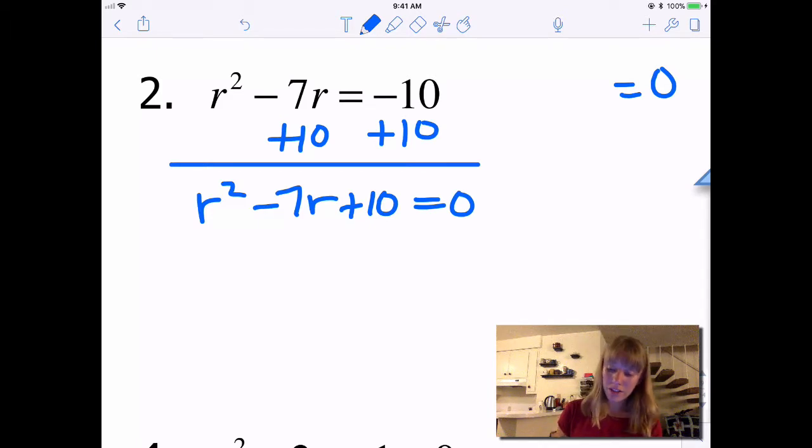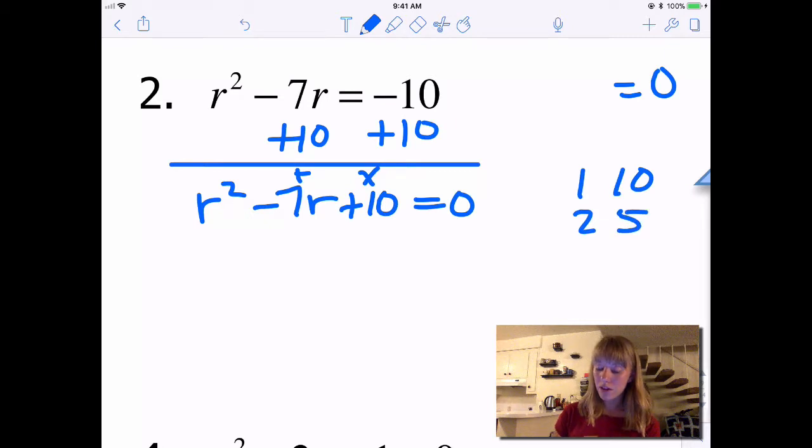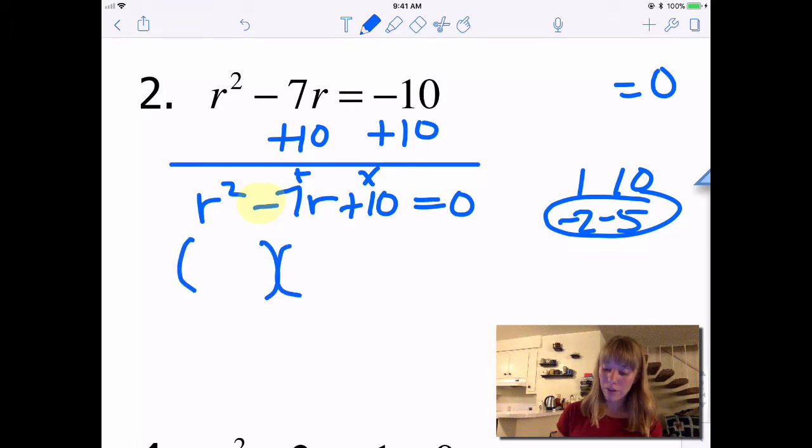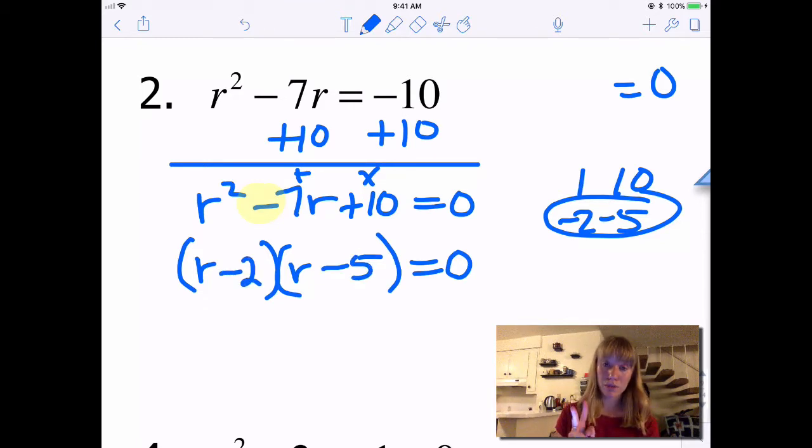But now I can factor using some add multiply again. Things that multiply to 10 are 1 and 10 and 2 and 5. I think 2 and 5 is going to be our answer, but we'll notice that we've got a negative 7, so let's make this a negative and a negative. Set up your two parentheses, equals 0. I need an r and an r, a negative 2, and a negative 5. So that's step 2 is factor.